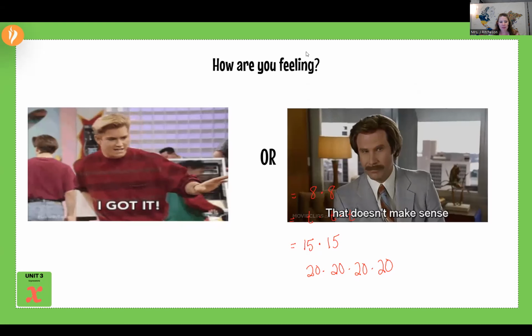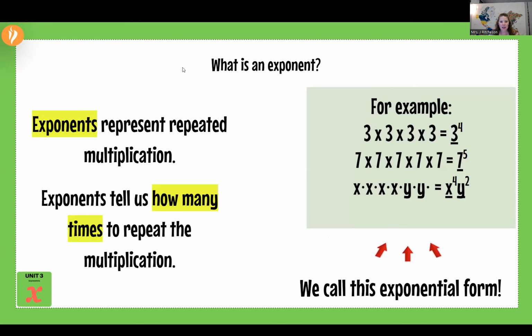All right, does that make sense? So here we go. Exponents, once again, represent repeated multiplication. So now we're going to take a problem written in expanded form, and we're going to write it in exponential form. For example, 3 times 3 times 3 times 3, we would write 3 to the fourth power.